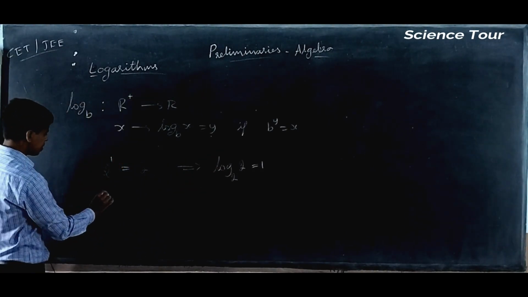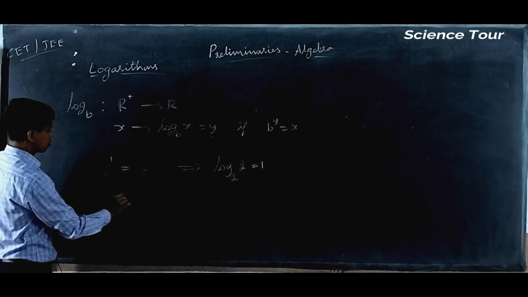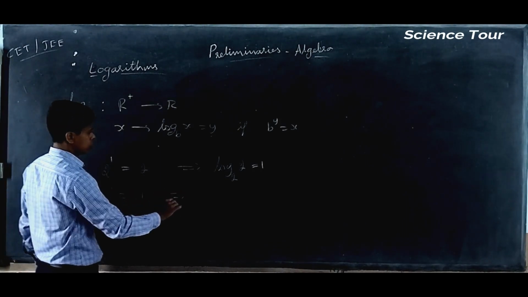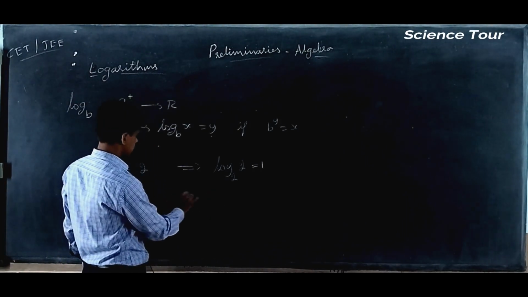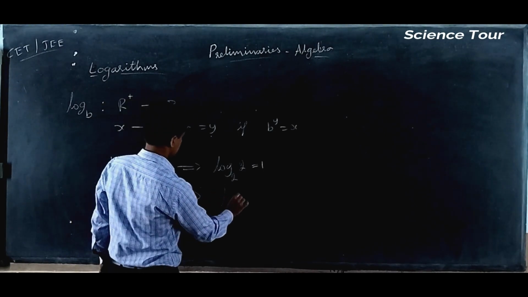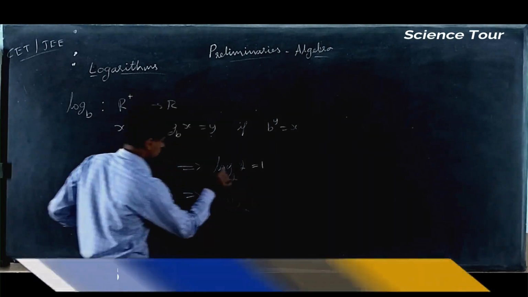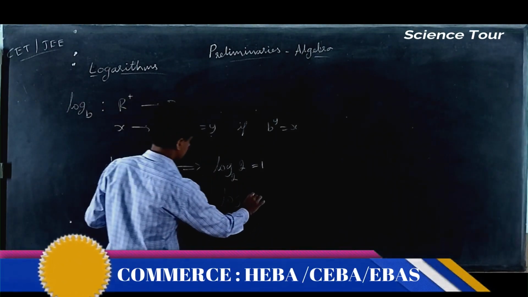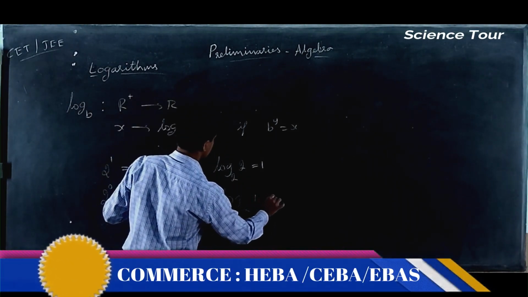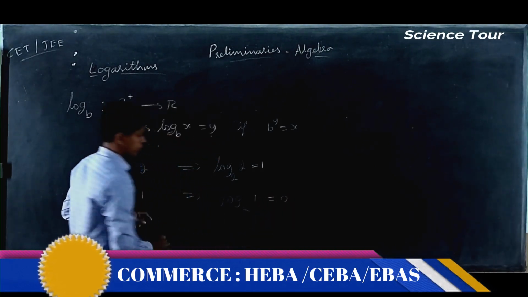Now what about 2 to the power 0? 2 to the power 0 is 1. So hence when I write this in terms of log, how do I write? Log to the base 2 and this will come here. So log 1 to the base 2 is 0, correct?